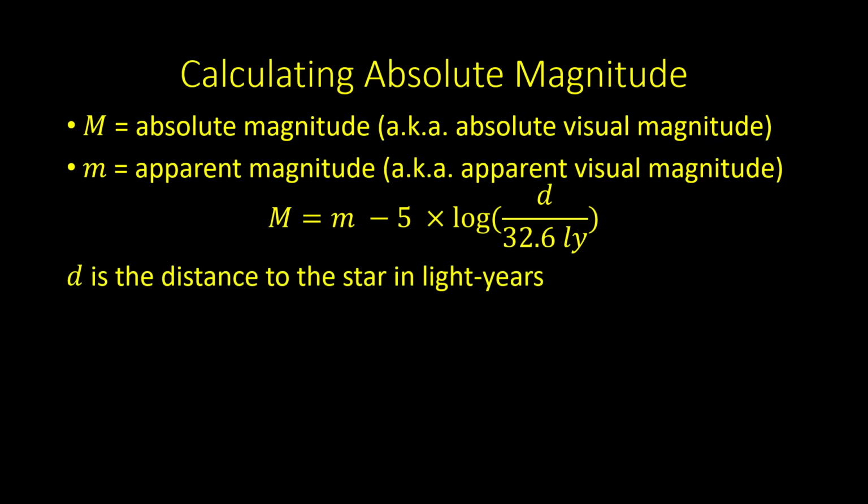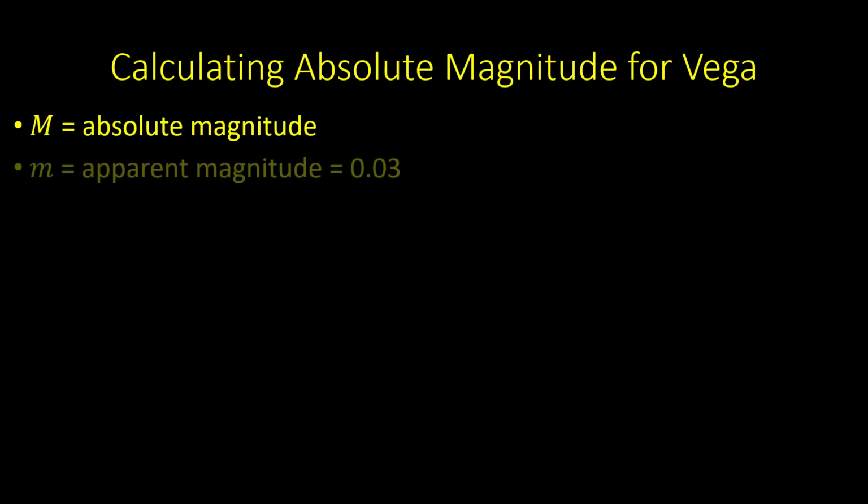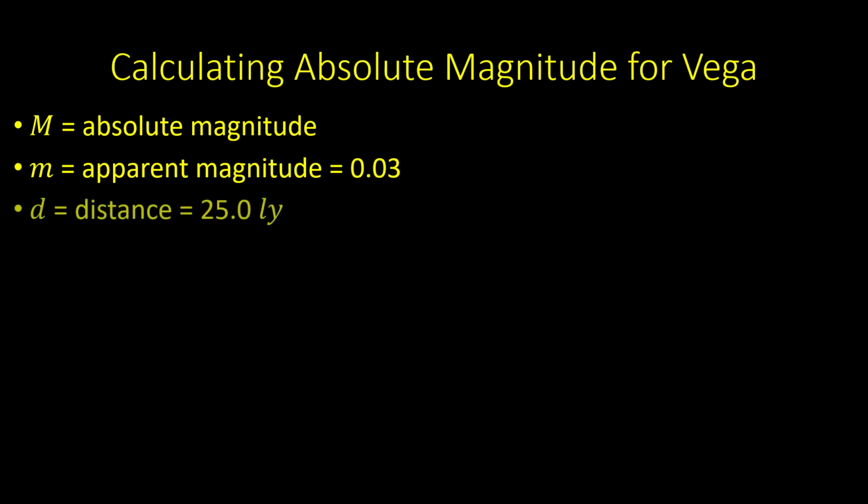You could also do this calculation with parsecs. You do have to be careful to use the same units inside that logarithm parenthesis box. And so you'd have to use parsecs on top and on the bottom, but we're going to stick with light years for both. So let's calculate the absolute magnitude for Vega. Again, capital M is the absolute magnitude. That's what we'll be calculating. Lowercase m is the apparent magnitude, which for Vega is 0.03. And d is the distance, 25 light years.